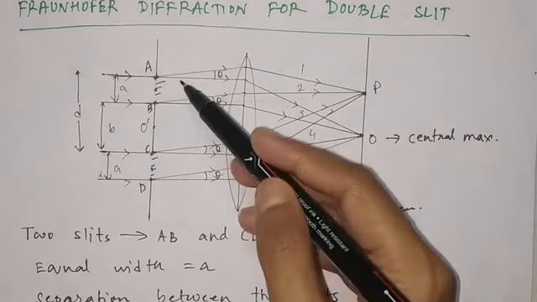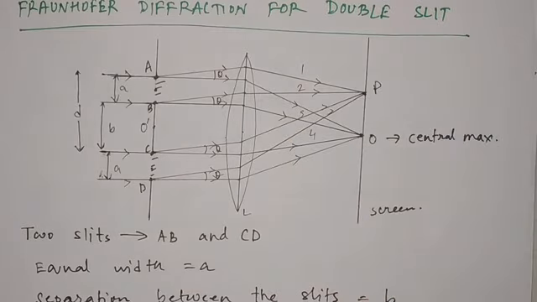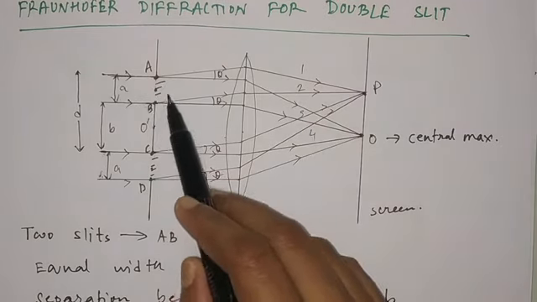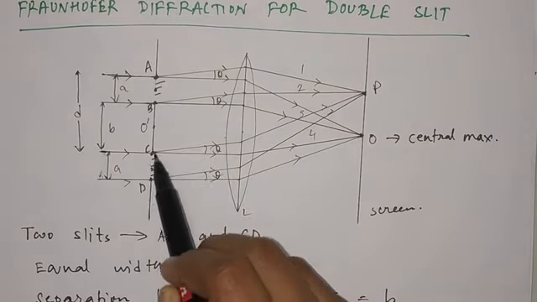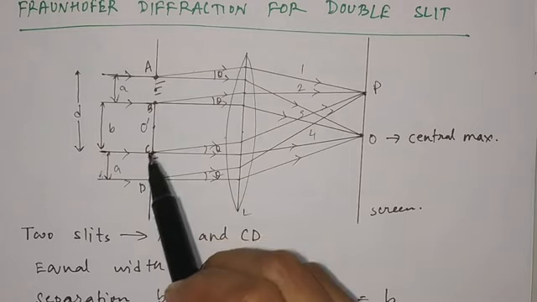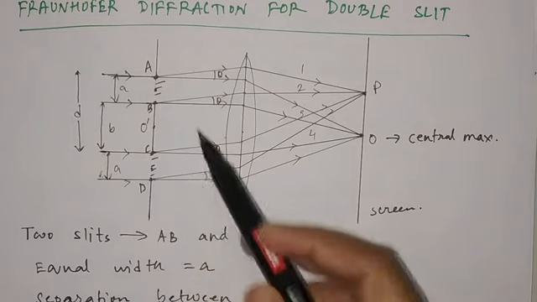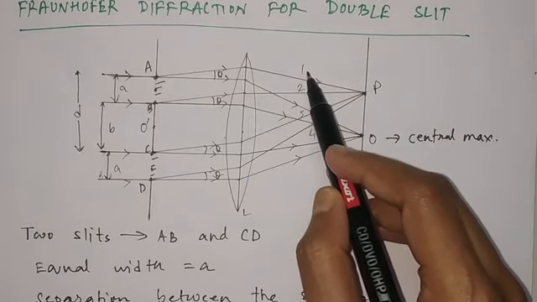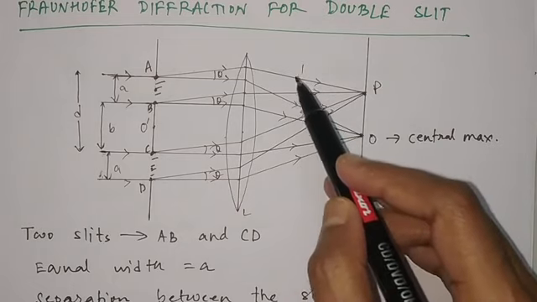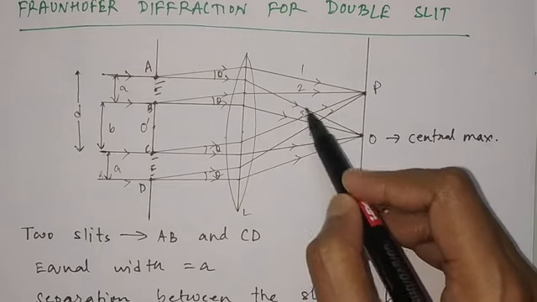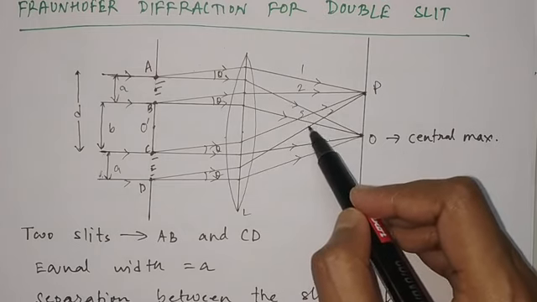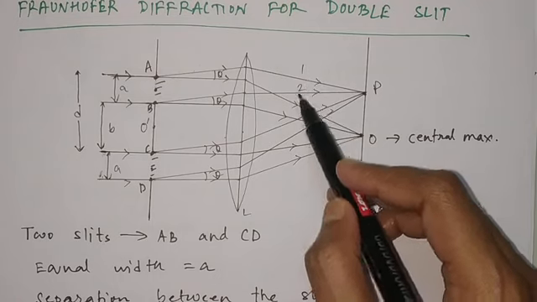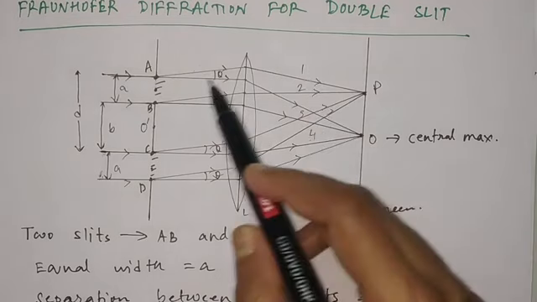So at point P there are rays coming from different slits. There will be interaction among the rays coming from the same slit, like the rays coming from the slit AB and the rays coming from the slit CD, and also interaction between the rays coming from the two different slits. There will be interaction between 1 and 2, then 3 and 4 and the other rays in between, and there will be interaction between 1, 2, 3, 4, that is the rays coming from different slits as well.